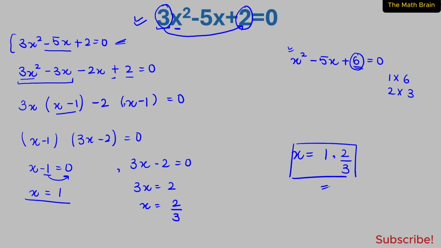Let me explain it again. What we have done is, we have taken the first coefficient and multiplied it with the constant term. So we got this term, x square minus 5x plus 6. We got the factors of 6 and rewrote it here by taking elements common. We got these two terms, and from here we got our values of x.